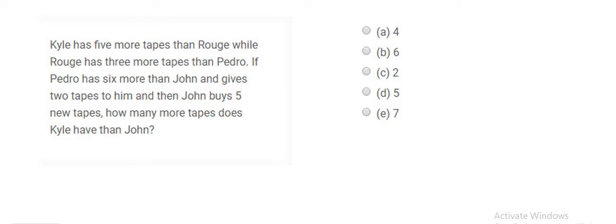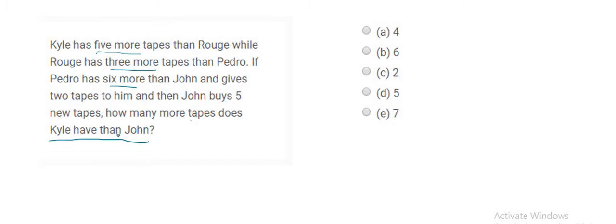Let's solve another arithmetic problem. In this problem, it says that Kyle has 5 more tapes than Rouge, while Rouge has 3 more tapes than Pedro. If Pedro has 6 more than John and gives 2 tapes to him, and then John buys 5 new tapes, how many more tapes does Kyle have than John?